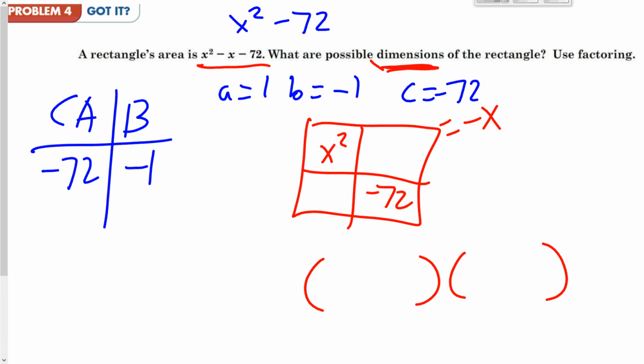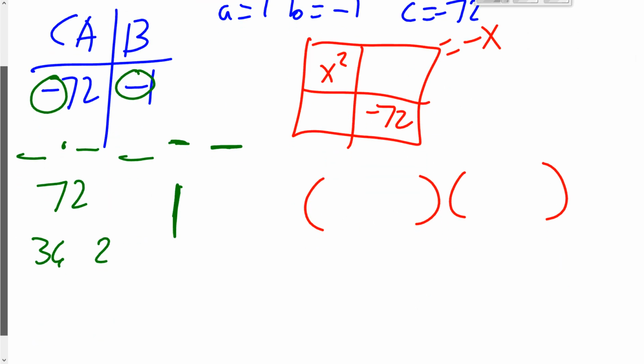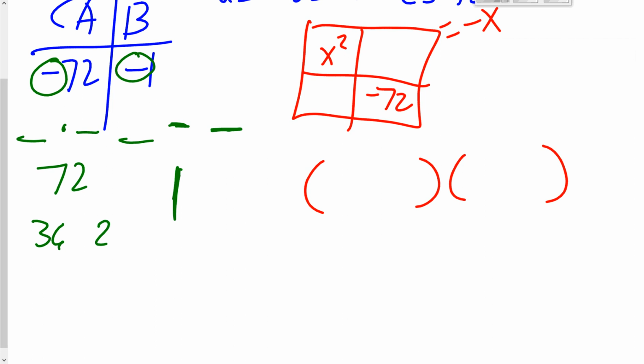All right, so now we're asking ourselves, this is negative, right? CA is negative, so that means I'm really going to be subtracting here. And let's not think about this negative on the B yet. Let's just think about positive. And then let's think about multiplying two numbers, and let's get a positive 72. So what times what is positive 72, but what two numbers, those same two numbers, need to subtract to 1? So 72, there's a lot there, right? 36 and 2. 4 and 18, right? You can keep on going.